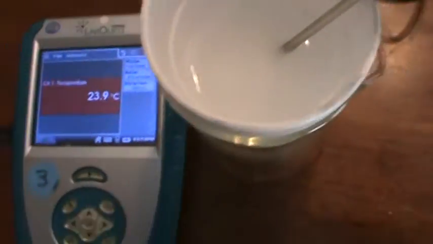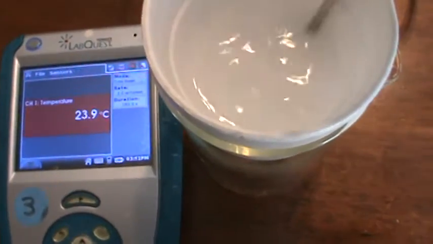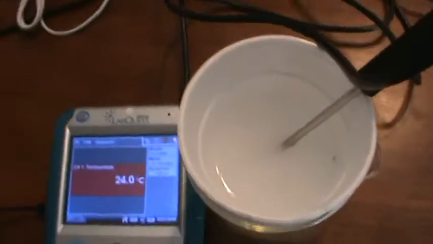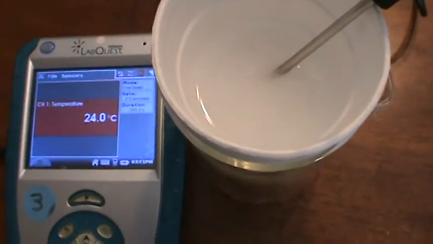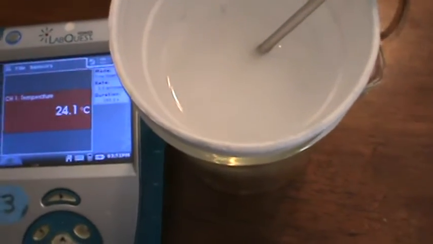And I'm surprised that I should have started with new vinegar. I think it would have been a bit stronger, but this is the same vinegar that I used at the beginning of the semester. We're up to 24 degrees Celsius.